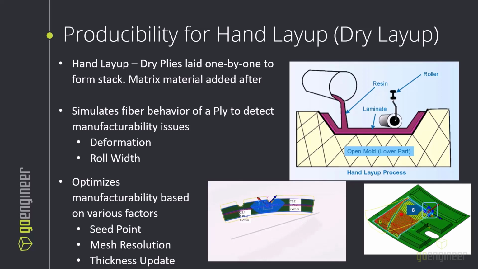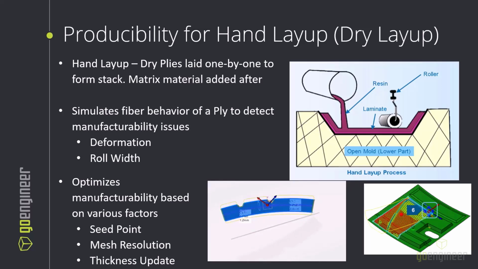Some of these factors include seed point, which is going to be the first point of contact when we're laying down our plies. So if we see in this GIF right here, we see this mesh is building from this center out, and that's showing us that that center is our seed point.